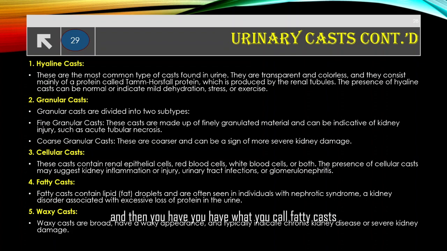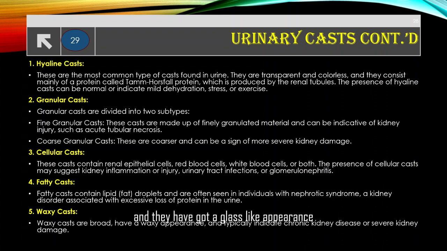And then you have what you call fatty casts. Fatty casts contain lipid. They are also called lipid casts. These are droplets, and they are often seen in individuals with nephrotic syndrome. Remember, in nephrotic syndrome, they have hyperlipidemia. We'll talk about the pathophysiology of nephrotic syndrome, but that's a story for another day. When there's excessive loss of protein and lipids in the urine, you're going to have what are called fat casts.